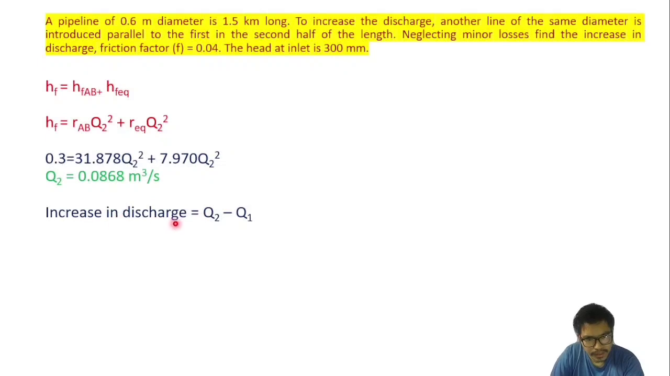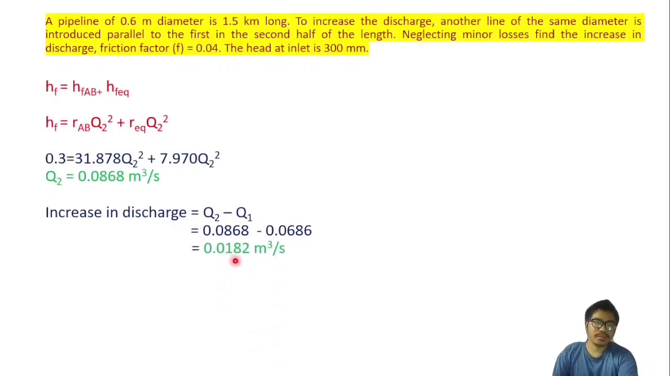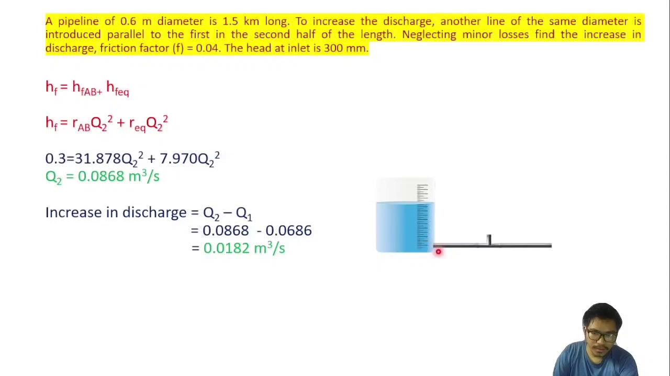The increase in discharge is Q2 minus Q1. Q2 is bigger, so it is 0.0868 minus Q1, that is the smaller value, 0.0686, which gives 0.0182 meter cube per second. So in the question we were asked for the increase in discharge, so we have calculated the increase in discharge. So this is the figure of the second case.